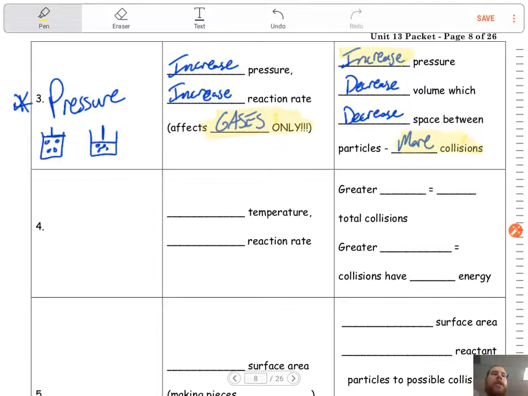All right. Just for the sake of time and making this video not too long, we're going to pause this one and we're going to pick it up in the next video, the other 3 factors.